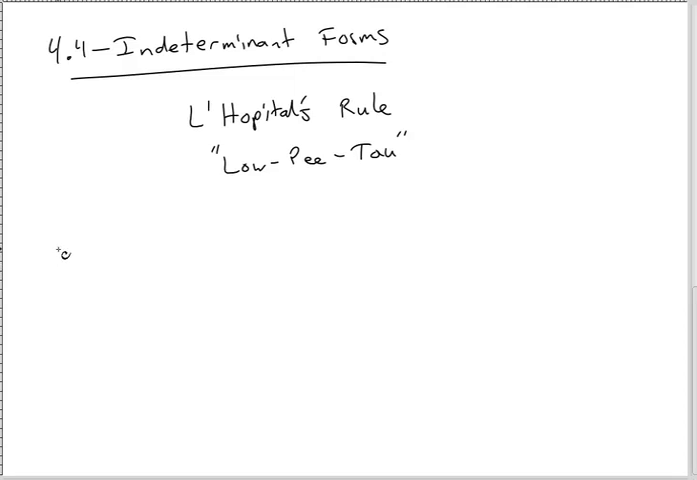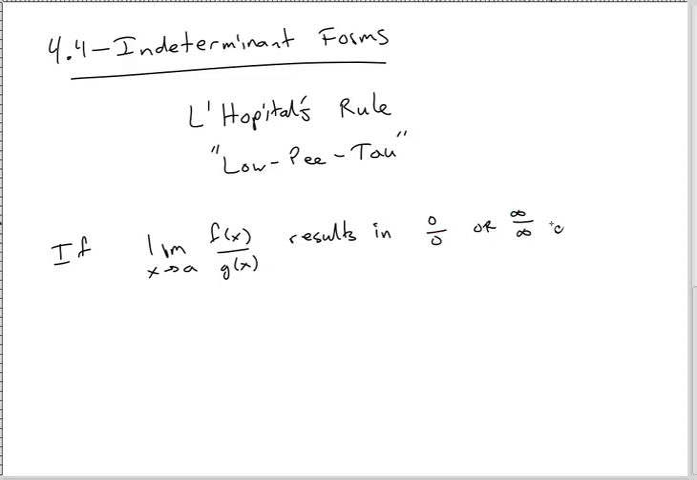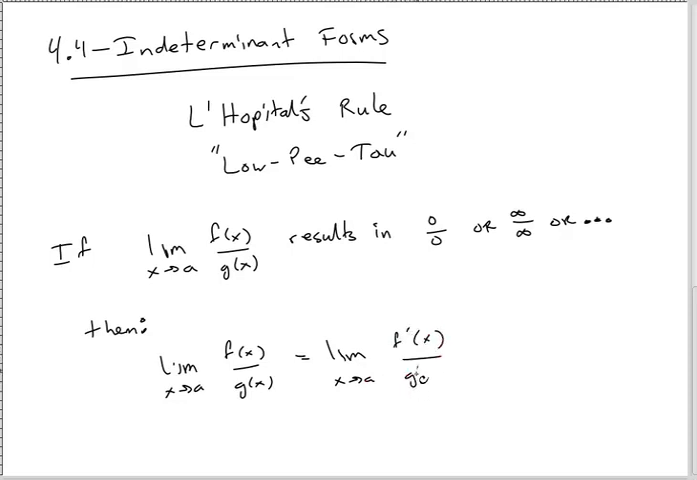Let's talk about it. If the limit as x goes to a of f of x over g of x results in 0 over 0 or infinity over infinity, and there's a couple more, but that's what we're going to focus on right now. If you get one of these, then the limit as x goes to a of f of x over g of x actually equals the limit as x goes to a of f prime of x over g prime of x. This is kind of your formula right here.